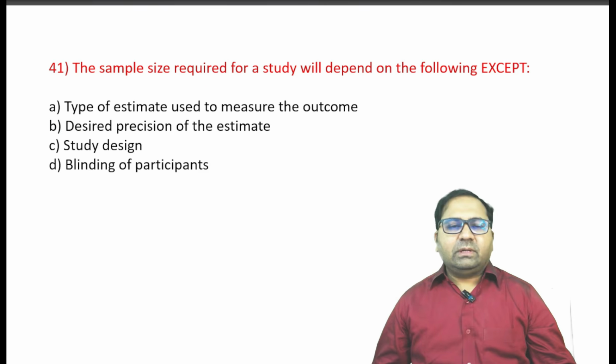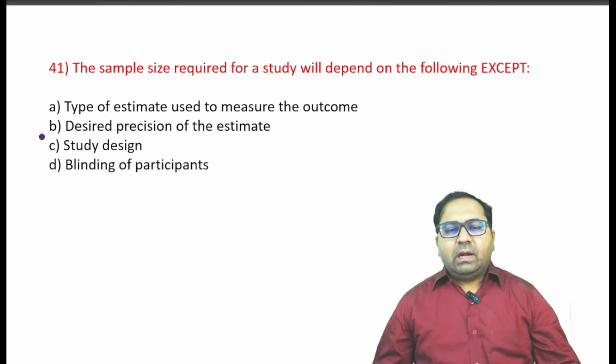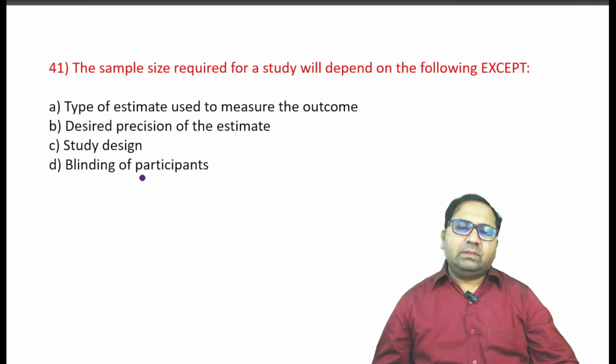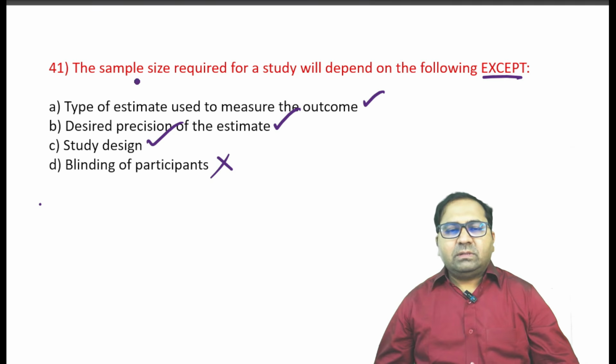Okay. Now next question. A sample size required for a study will depend on the following except. The options are A. Type of estimate used to measure the outcome. B. Desired precision of the estimate. C. Study design. Or D. Blinding of the participants. Let us see the options again. The sample size required for the study will depend upon the type of estimate used to measure the outcome. Yes. Desired precision of the estimate. Yes. Study design. Yes. Blinding of the participants. No. Because the sample size required for study will not depend upon the blinding of participants.